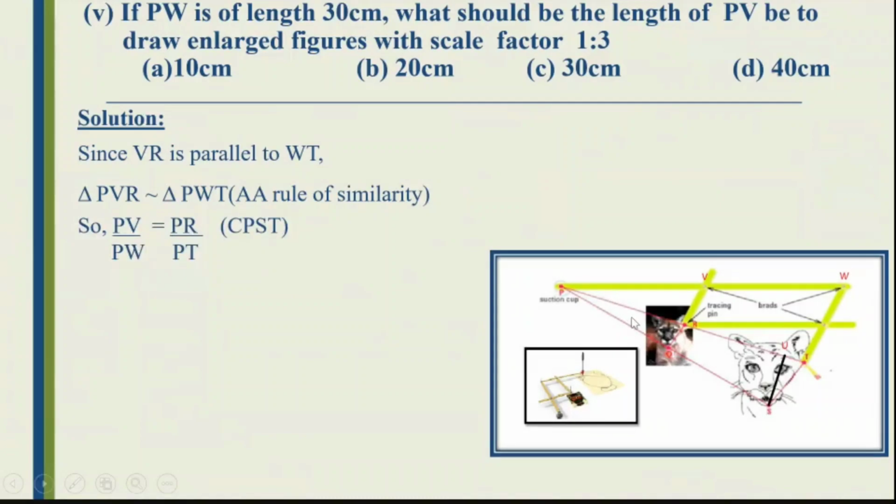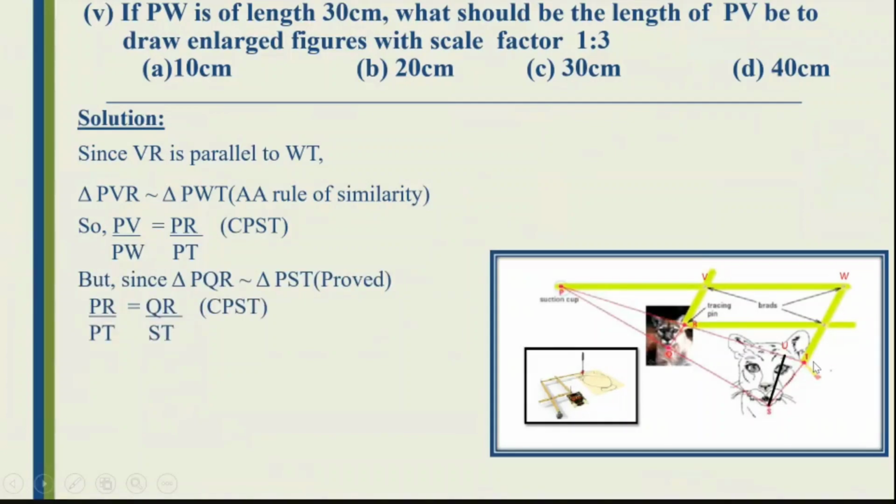Now because the two triangles are similar, I'll get PV upon PW will be equal to PR upon PT. Right? This is one equation I've got. Now take up the triangle PQR and triangle PST. I had shown that these two are also similar. Hence, because these two triangles are similar, therefore I'll get that PR upon PT will be equal to PQ upon PS will be equal to QR upon ST. So I get PR upon PT is equal to QR upon ST.